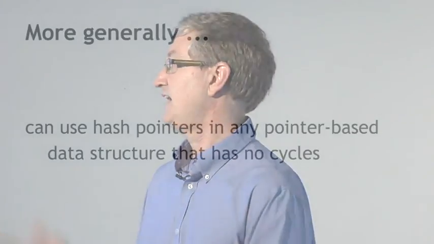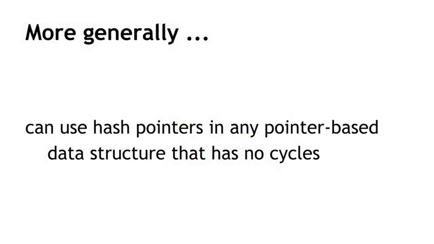More generally, it turns out that we can use hash pointers in any pointer-based data structure, as long as the data structure doesn't have cycles. If there are cycles in the data structure, then we won't be able to make all the hashes match up. If you think about it, in an acyclic data structure, we can start near the leaves, or near the things that don't have any pointers coming out of them, compute the hashes of those, and then work our way back toward the beginning. But in a structure with cycles, there's no end that we can start with and compute back from.